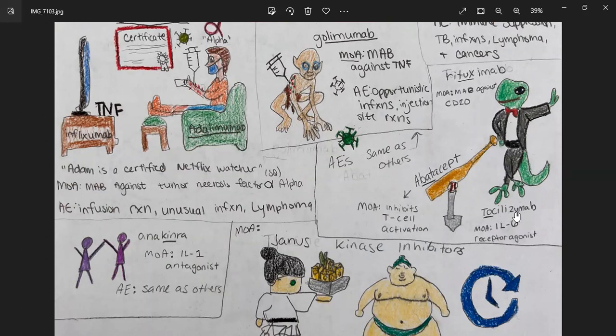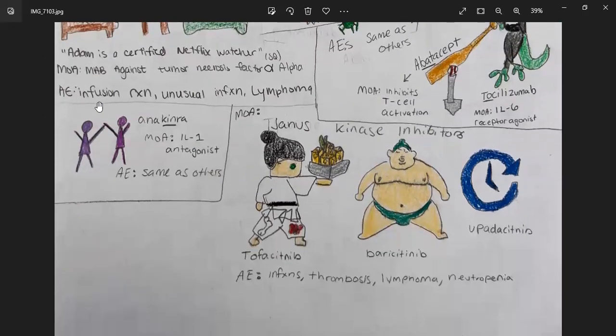Tocilizumab. So again, a lizard, and he's got big toes. He has 6 toes, 1, 2, 3, 4, 5, 6, for that it is an IL-6 receptor agonist. The lizard is playing baseball. He's playing t-ball. So he has a baseball bat for abatacept. And he's playing t-ball because this inhibits T cell activation. Adverse effects, again, are the same as a lot of these other things, so just opportunistic infections and injection site reactions.